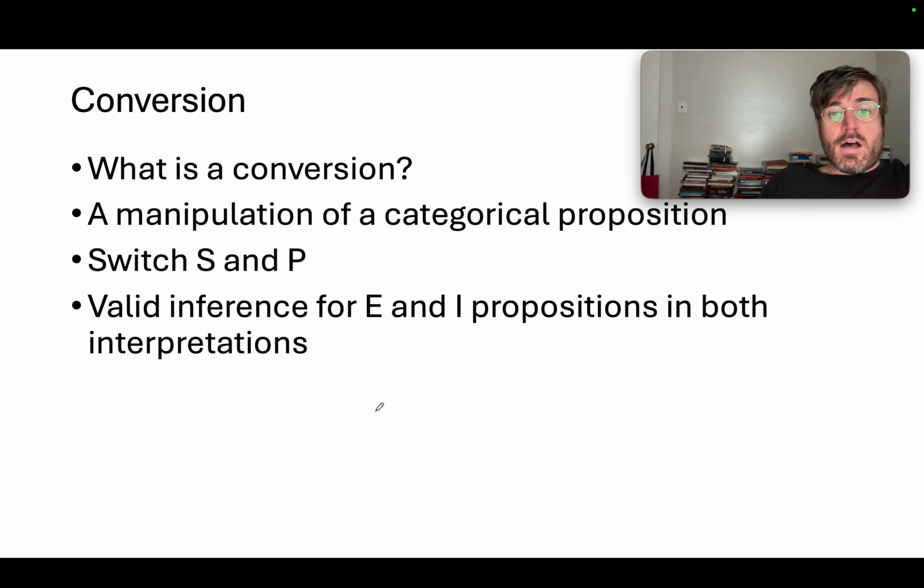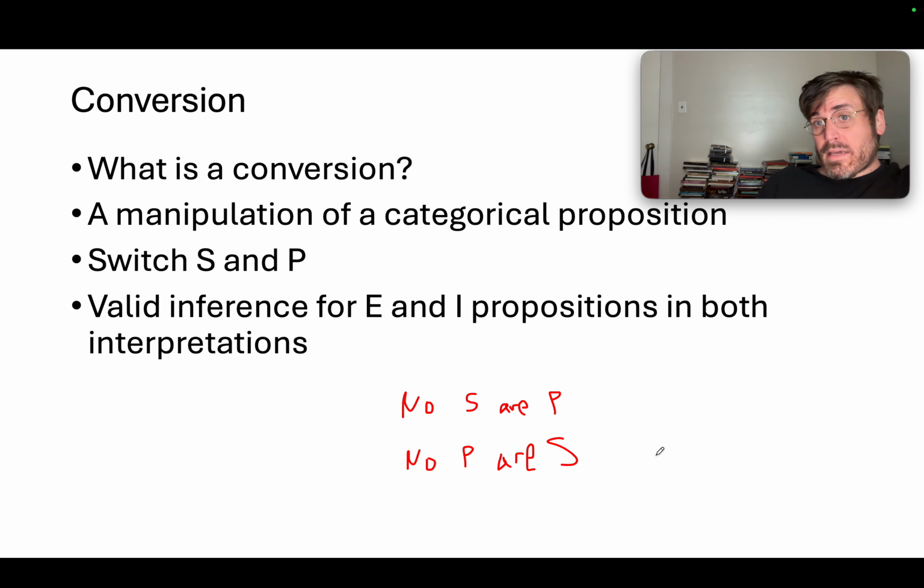So let's just spell this out a little bit. If I have an E proposition, which takes the form no S are P, the converse of this E proposition, no matter what the content, would simply be: no P are S. You simply switch S and P to generate the converse, and that is true for the I proposition, which would begin some S are P, and that becomes some P are S. So for whatever the content in the world, you can validly infer the converse for E and I propositions.